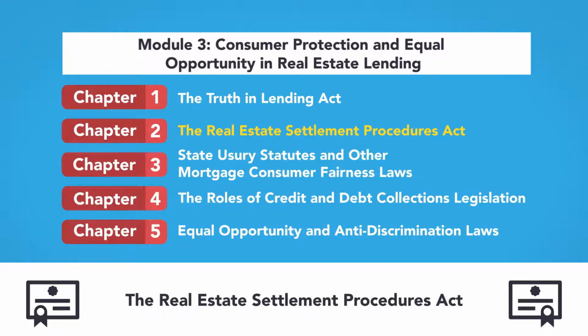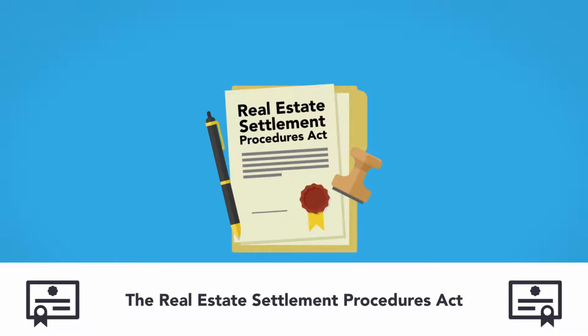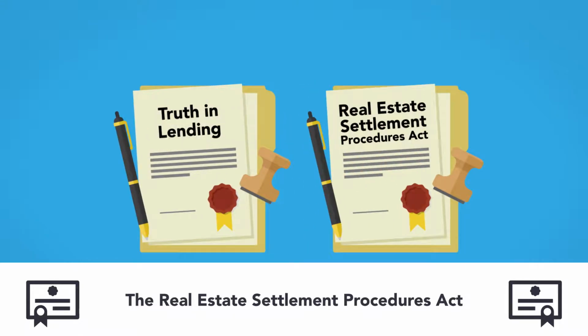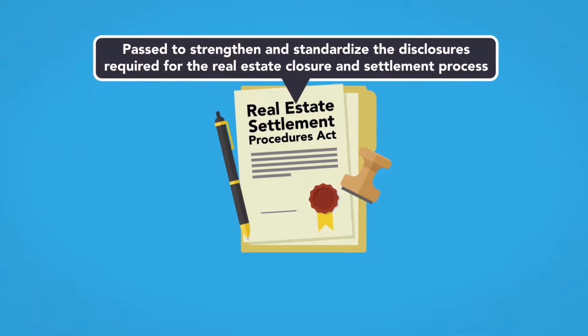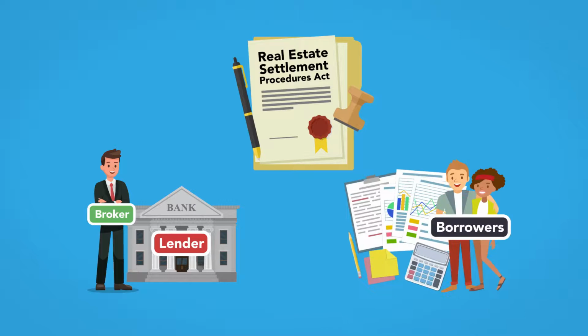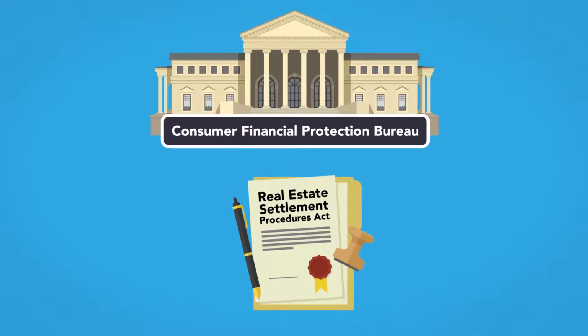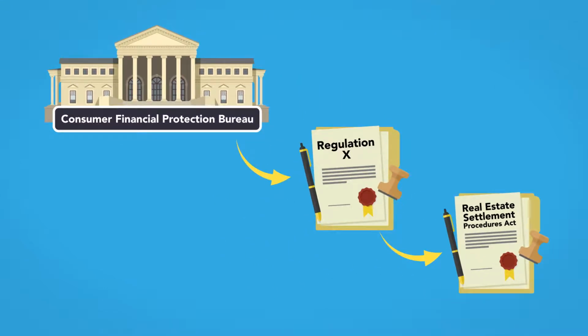The Real Estate Settlement Procedures Act. Congress passed the Real Estate Settlement Procedures Act, or RESPA, in 1974 as a follow-up to the initial Truth in Lending Act legislation. RESPA was passed to strengthen and standardize the disclosures required for the real estate closing and settlement process. Specifically, the law requires mortgage lenders, brokers, and servicers to provide information about the extent and cost of the real estate settlement process. Like the Truth in Lending Act, RESPA is also administered by the Consumer Financial Protection Bureau through an implementing regulation known as Regulation X.